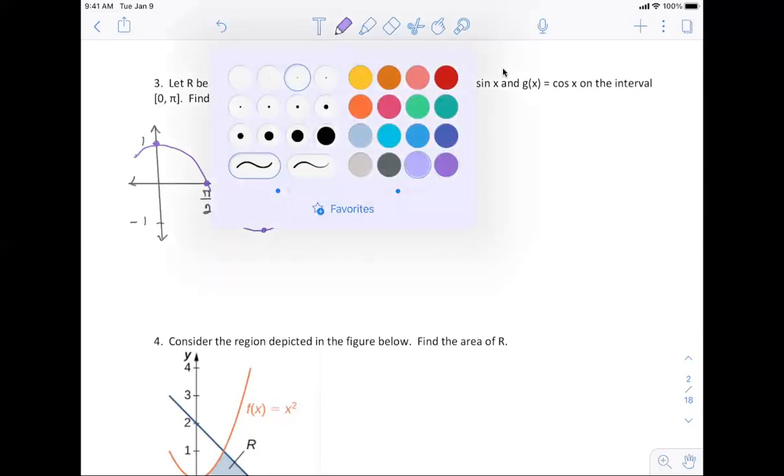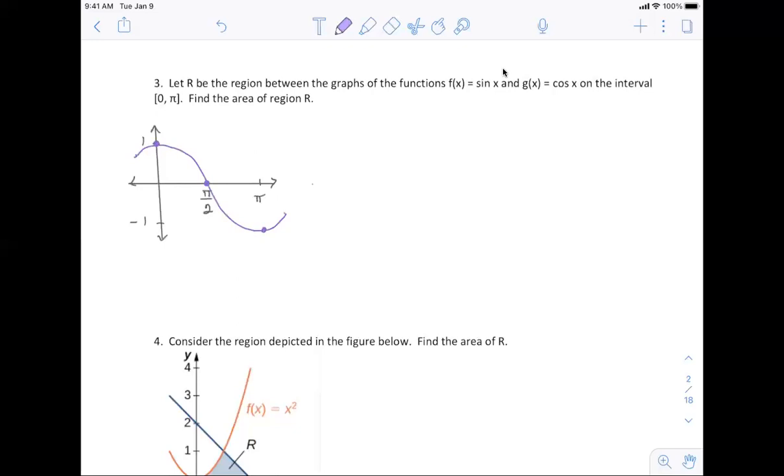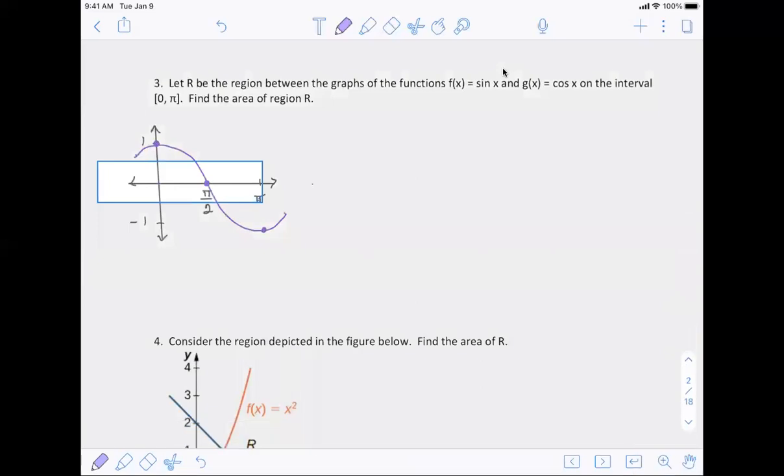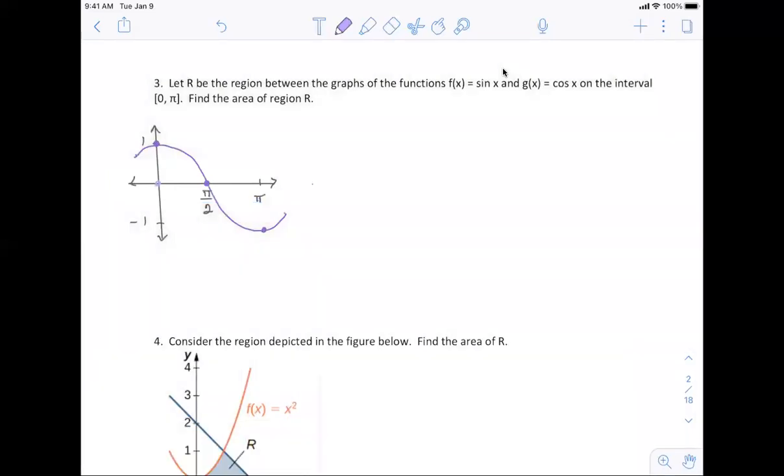And then the cosine curve is very similar, but it starts at 1. Starts at 1 and goes to 0, and then down to -1. So this graph looks something like this. Okay. We want to find the region from 0 to pi.